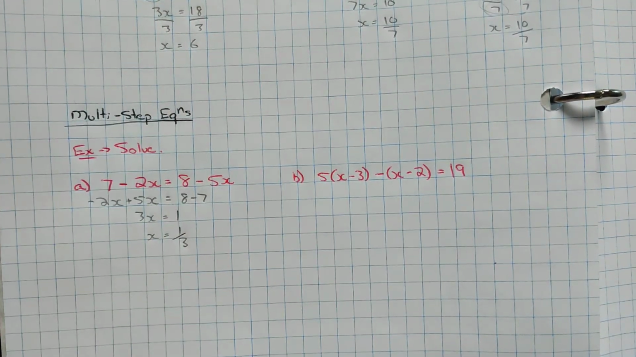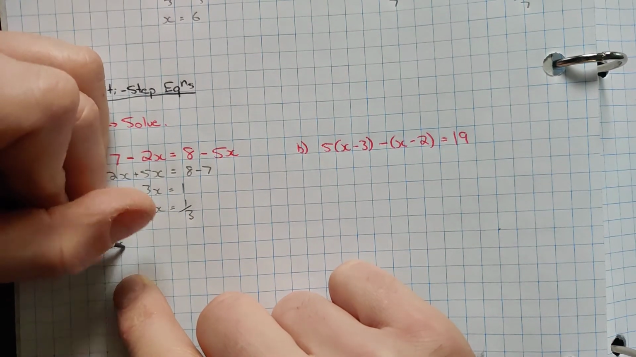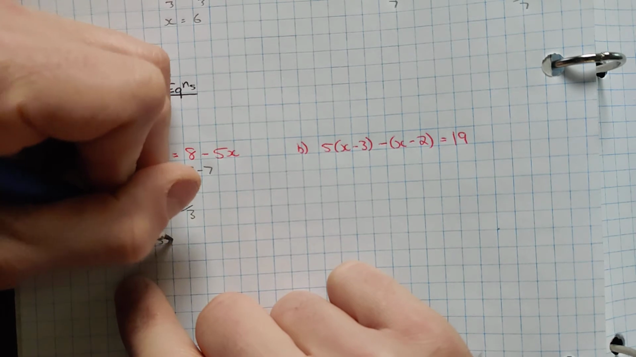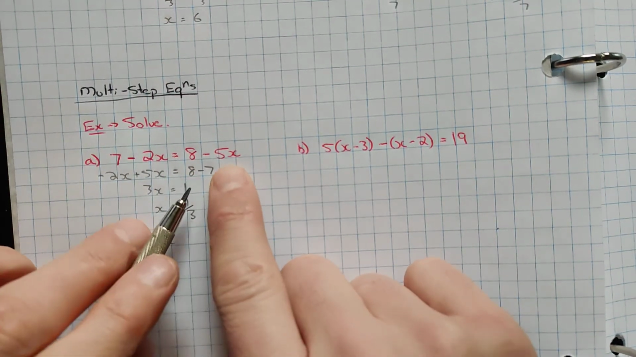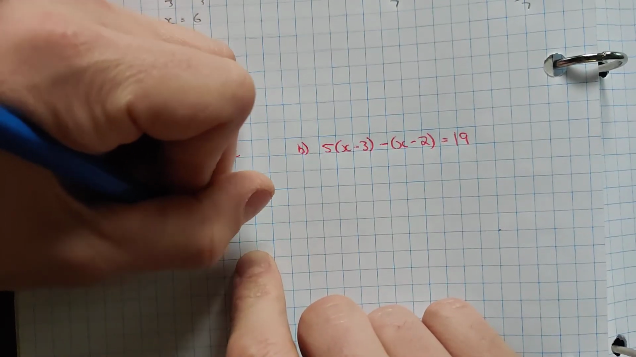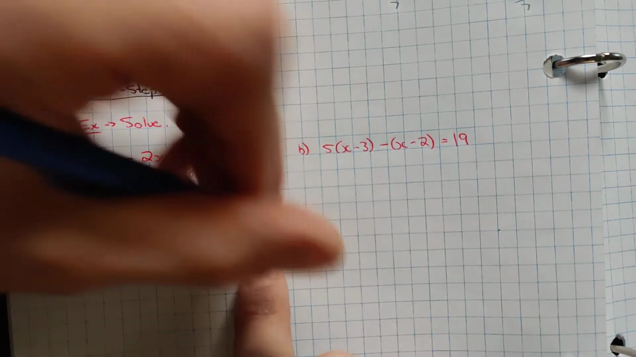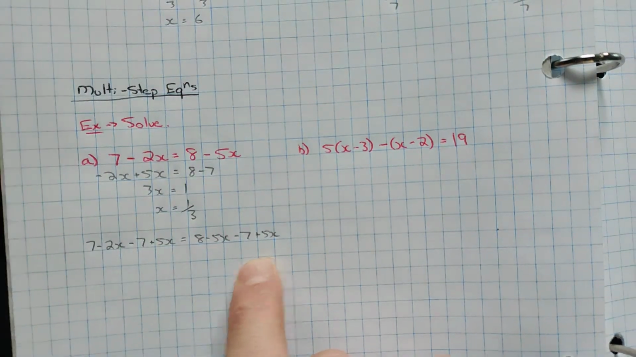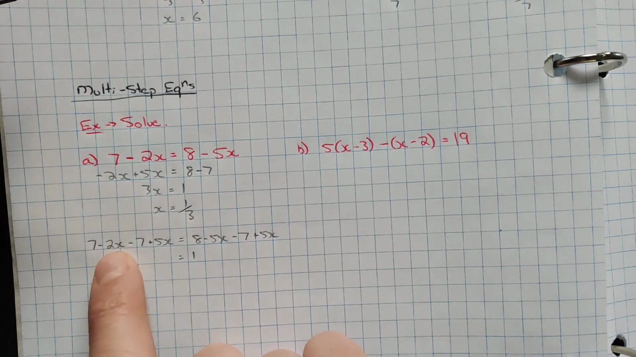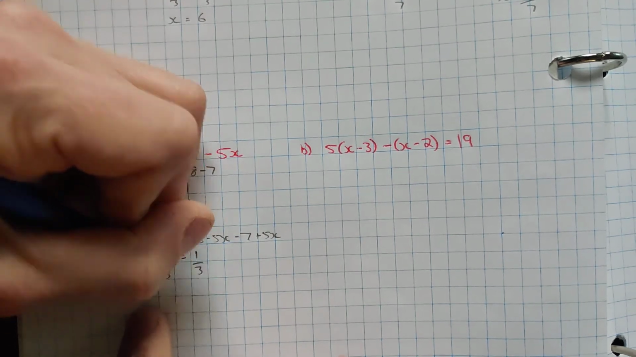and we're left with x equals 1/3. If you wanted to write this out the longer way, 7 minus 2x minus 7 plus 5x. So I'm getting rid of the 7 and I'm adding the 5x to that side. On the other side, it would be 8 minus 5x minus 7 to move the 7 over, and then plus 5x. And you're still left with the 8 minus 7, which is 1. You're left with the negative 2 plus 5, which is 3x. And then it would divide both sides by 3.